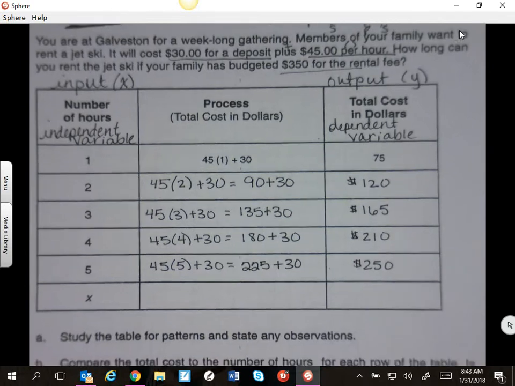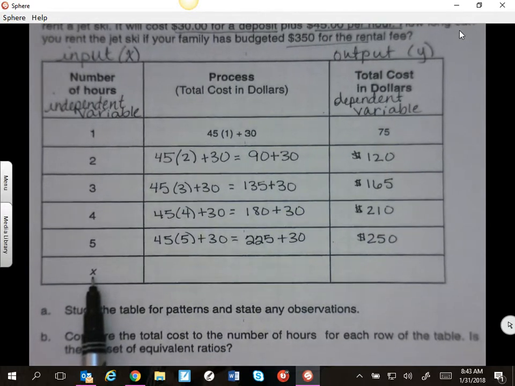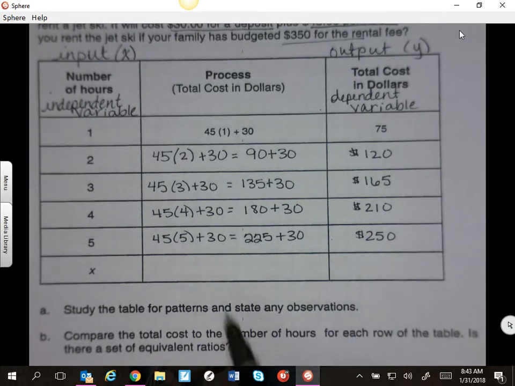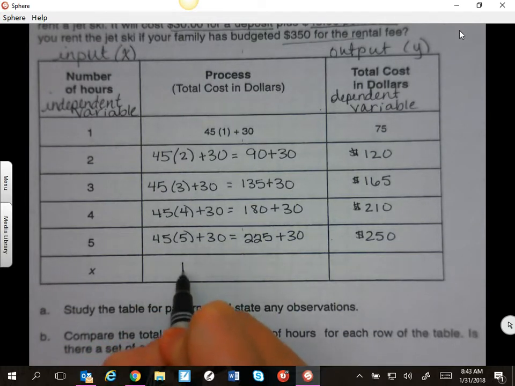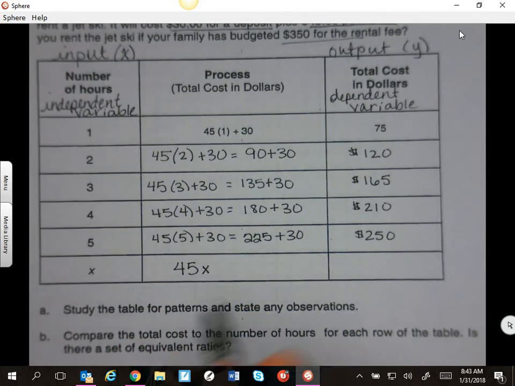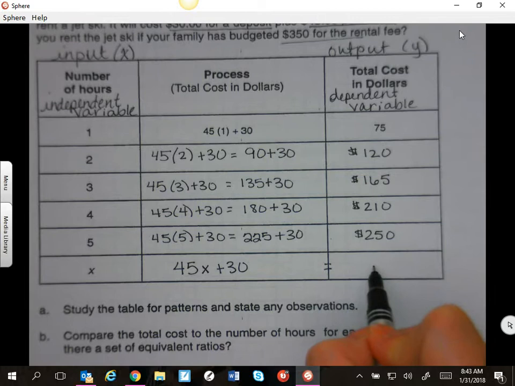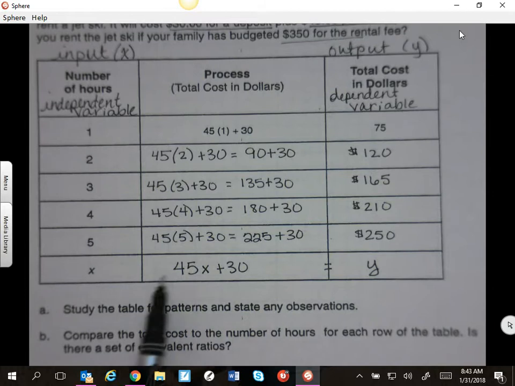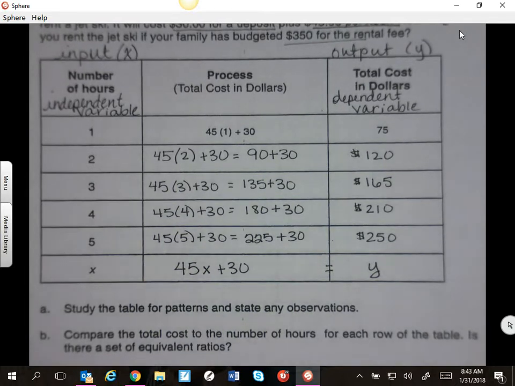Now, when we see just X, that means for any number of hours, how could we figure out the cost? So this is where we're going to write our equation. So we're going to just follow the same patterns. We're going to say 45, but instead of a number, we have X, which is representing our hours, plus our $30 deposit is going to give us our Y value, which in this case is cost. So what this is saying, this is our equation to represent this situation. We can put any number in place of X and see how much it would cost.